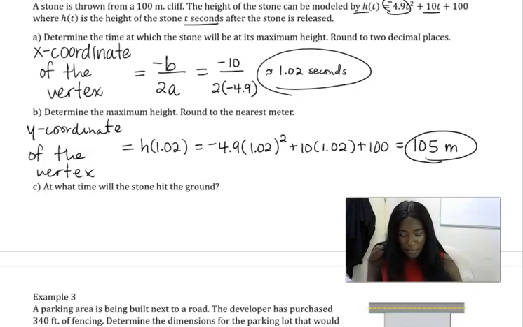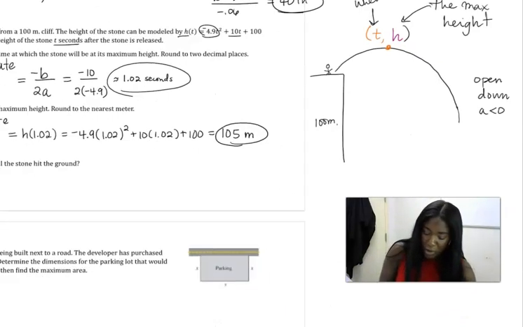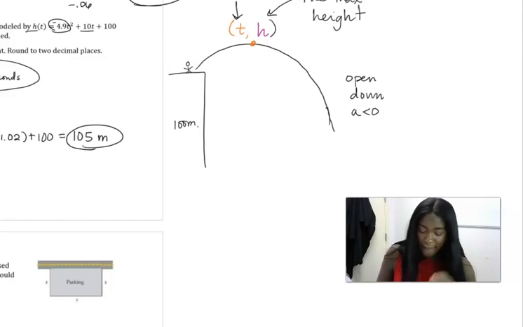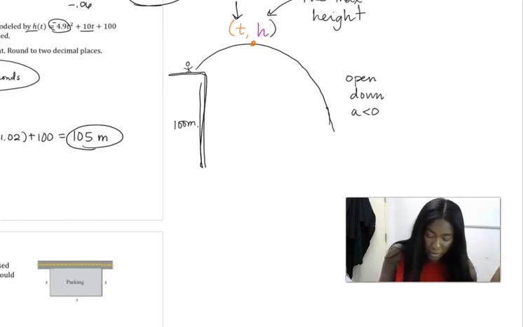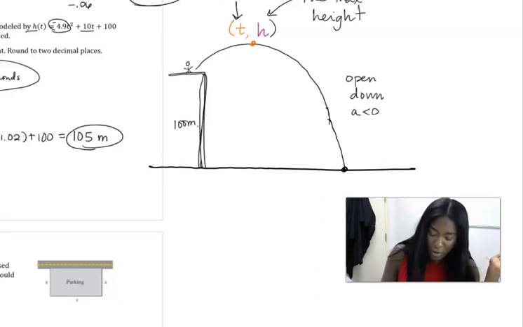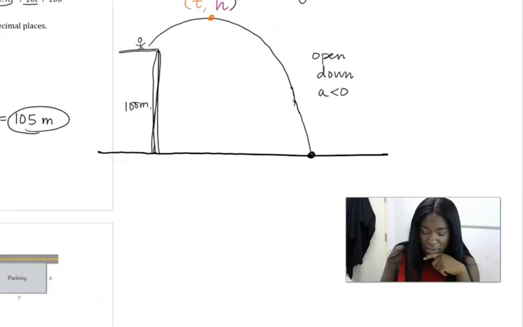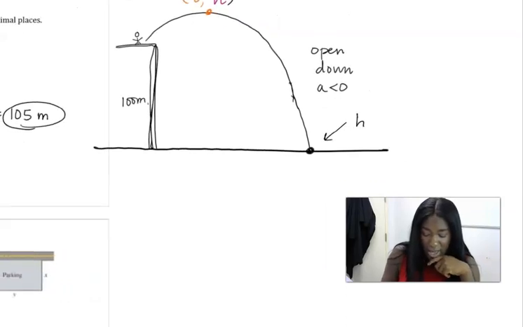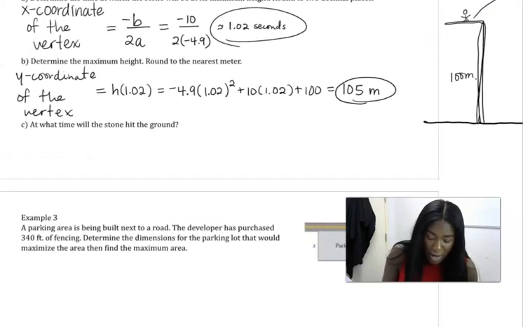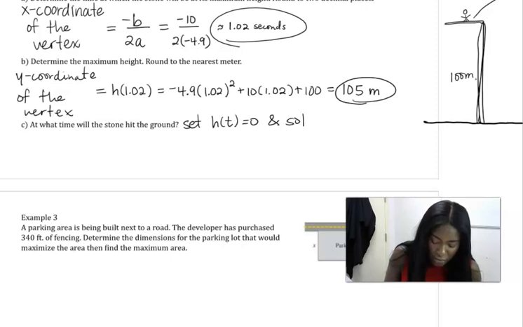The last part of this example is asking us when the stone will hit the ground. I'm going to continue on in this picture, because keep in mind here, if it's a 100-meter cliff, it means that it's 100 meters off the ground. So there's the ground there. So the stone will not hit the ground until right here. When the stone hits the ground, the height of the stone is 0 because it is not in the air, it is actually on the ground. So to figure out when the stone will hit the ground, I need to set the height function equal to 0 and solve that equation.